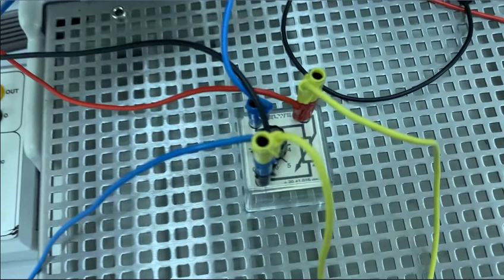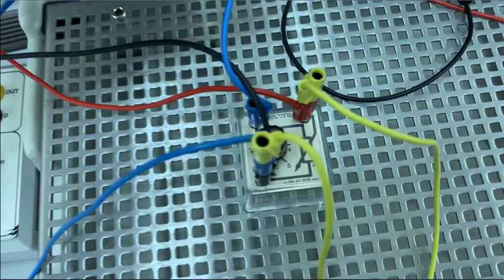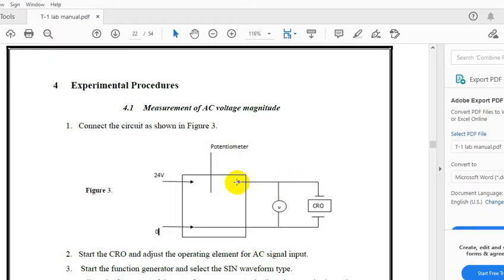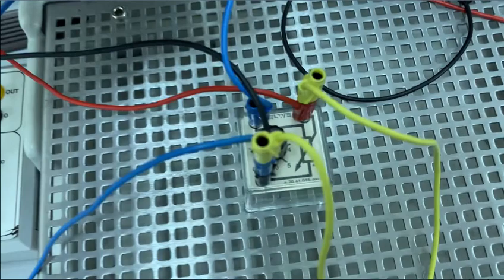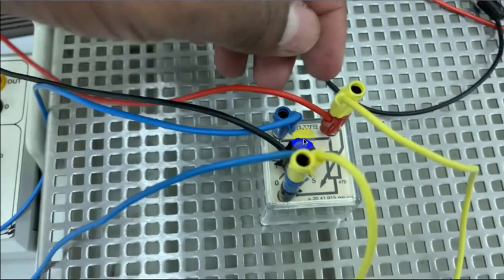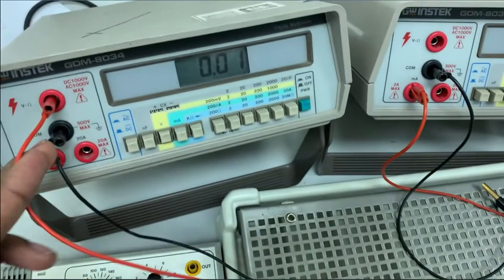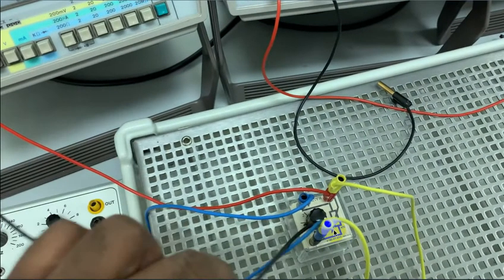Let us connect from the supply, the 24, to the potentiometer one end. This is the potentiometer one end. From the potentiometer other end it is connected to the voltmeter and CRO. Potentiometer one end is connected to 24, and from this point we are connecting to the voltmeter and CRO, and common to the voltmeter.